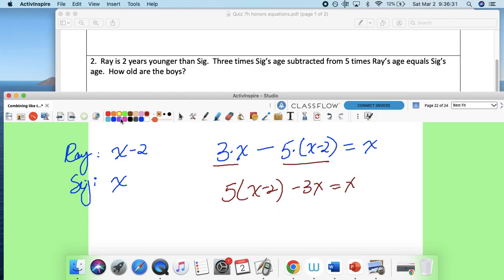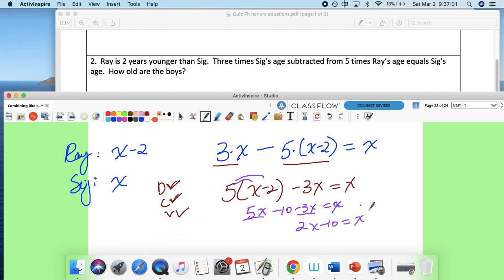Okay, now the rest. Distributive property, 5x minus 10 minus 3x equals x. Let's combine like terms. 5x minus 3x is 2x. Minus 10 equals x. We have variables on both sides. So this one is actually nice because we did distributive property. We did combine like terms. Now there are variables on both sides, right? So put a check mark, and then variables on both sides. Let's get rid of one of them. We're going to get rid of this x here by doing minus x on both sides. So that becomes 0. And then on this side I have 2x minus x, which is x minus 10 equals 0. Well, now it's easy.